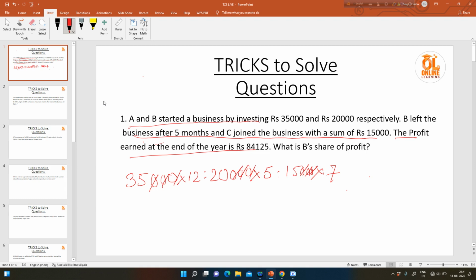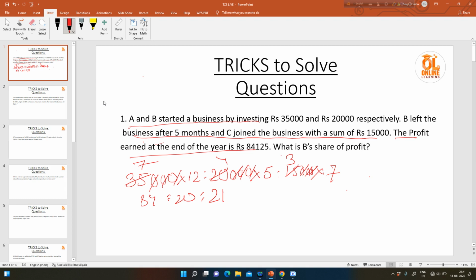Now we can divide it by 5. 5 sevens are 35, 5 fours are 20, and 5 threes are 15. If we now calculate, 12 sevens are 84, 4 fives are 20, 7 threes are 21. So this is the ratio of their investing, right? It is given the profit earned at the end of the year is 84,125. So the profit should be divided among them in this ratio only, right?